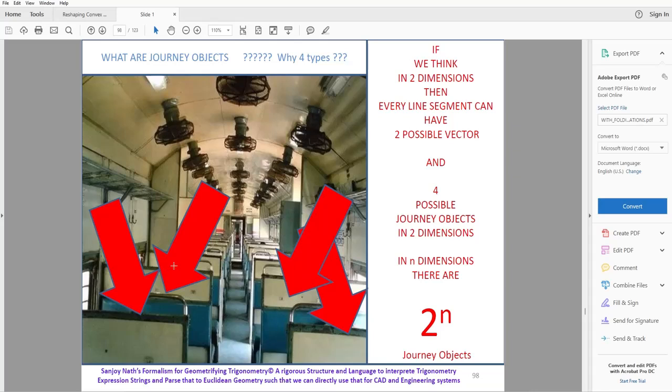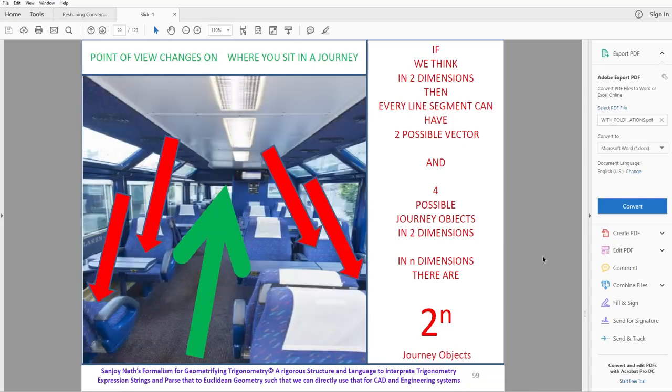So practically, whenever we are developing engineering application programming interfaces, in those situations the go vector, return vector is not going to give you the complete picture. You have to mention the journey object also.